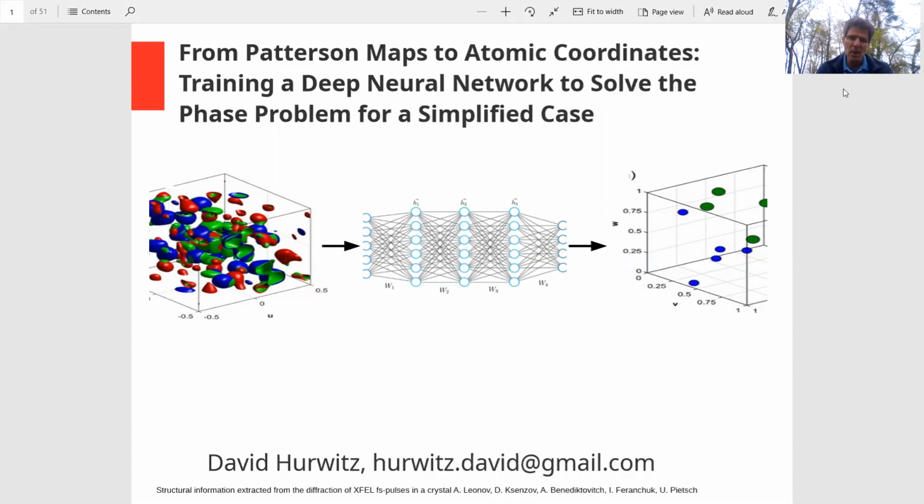This is a problem that's been addressed for many years, and there are many means of doing this, but typically it involves doing extra experiments to collect more data, because the data that you get from the original experiment is often not sufficient to solve for the atoms, the atom positions.